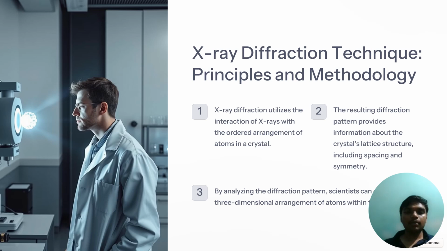This scattering produces a diffraction pattern, that is, the X-rays are diffracted by the regular arrangement of atoms in the crystal, creating a 2D or 3D diffraction pattern. This pattern consists of spots known as diffraction peaks, whose positions and intensities provide information about the arrangement of atoms in the crystal.